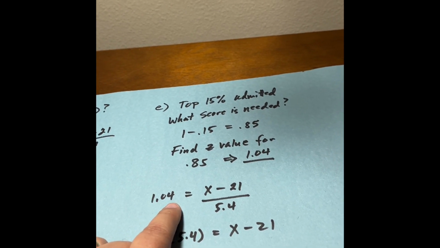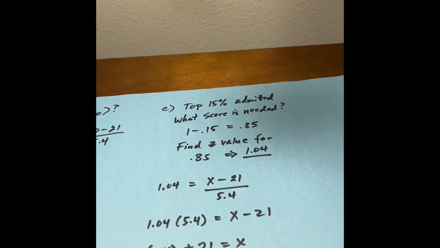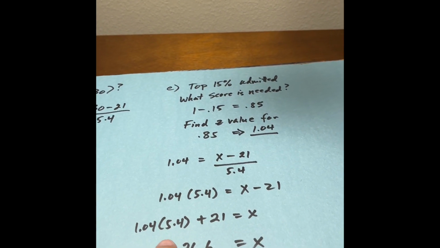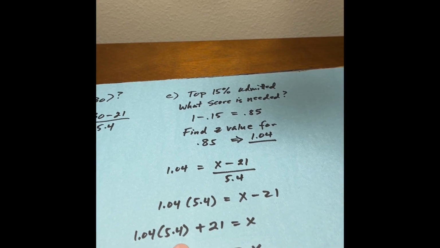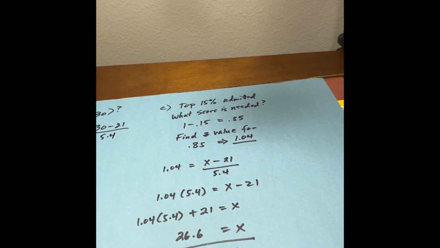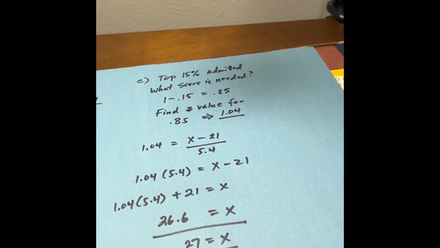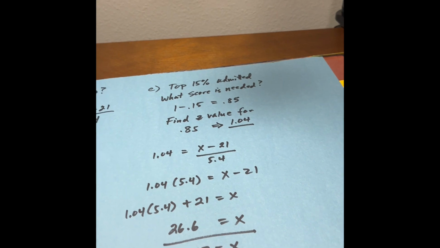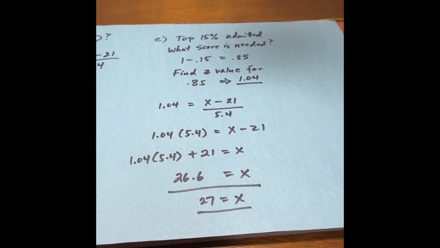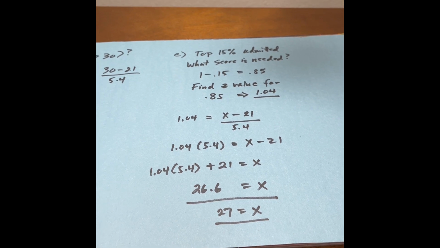To solve this, you cross multiply. This times this goes over here. Of course, you add 21 to both sides. You move the 21 over and do that arithmetic. So 1.04 times 5.4 plus 21 equals x. You get 26.6. So you'd have to have 26.6, but I don't think the ACT does decimals like that. So we're going to round up and say you'd have to have a 27, because a 26 wouldn't do it. It needs to be 26.6. So I think we should round up and call it 27, because I don't think they give decimal ACT scores. So 27. Hope that helps.